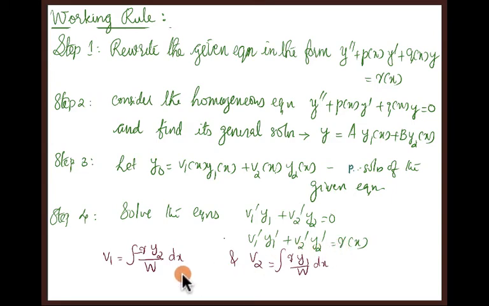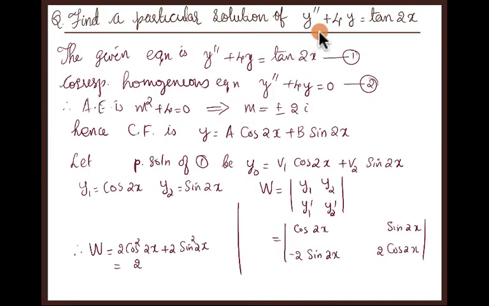Then the values of v1 and v2 are given by this formula. v1 is equal to the integral of minus r y2 by w with respect to x, and v2 is equal to the integral of r y1 by w with respect to x. Now let us consider an example where the given differential equation is y'' + 4y = tan x.